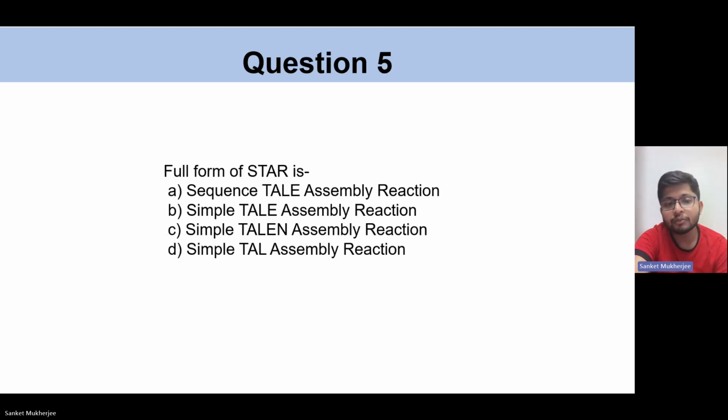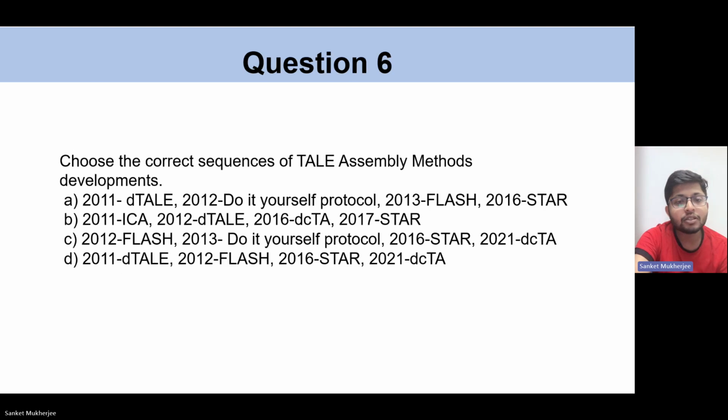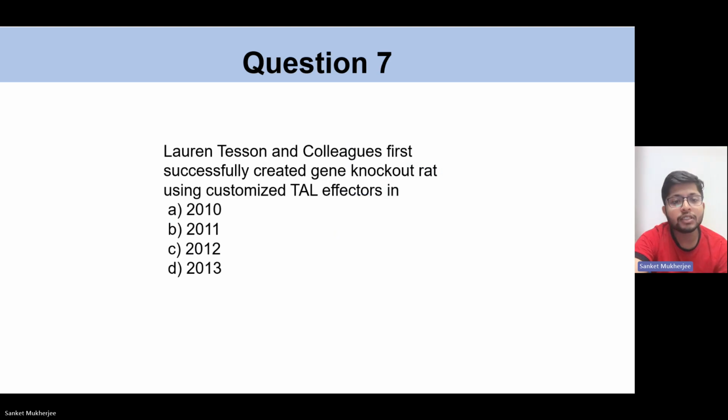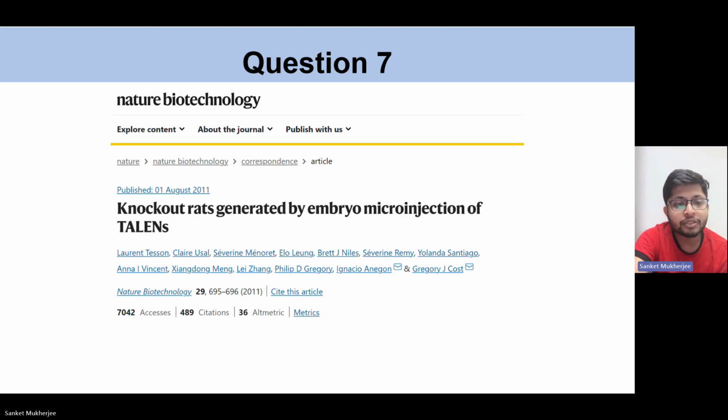Then we talked about the full form of STAR. It is simple TALE assembly reaction, discovered in 2016 for TALE assembly. Then we talked about the sequence of TALE assembly methods. In 2011, DETAL was discovered, just after the discovery of TALE in Xanthomonas species. Then in 2012, FLASH was discovered, in 2016, STAR, and in 2021, DCTA was discovered. Laurent Tesson and colleagues first created a gene knockout rat using customized TALE effectors in 2011. This is the paper about it.